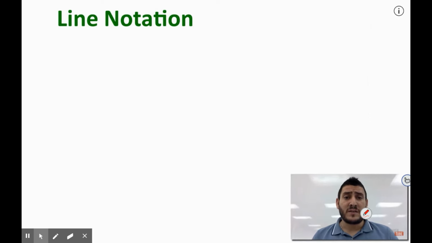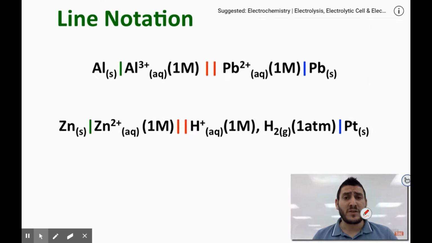We can also indicate the concentration and the pressure in the line notation, as you can see in the following.